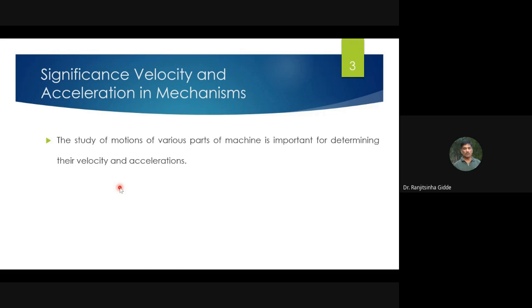Okay. So you can write the study of motions of various parts of machine is important for determining their velocity and accelerations.